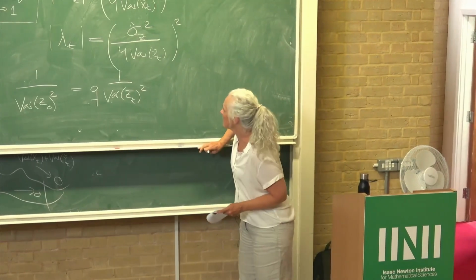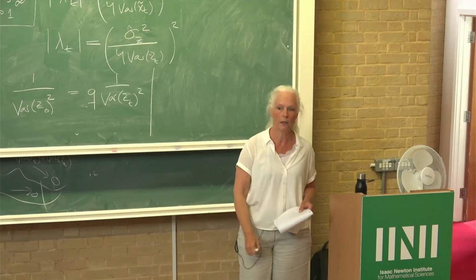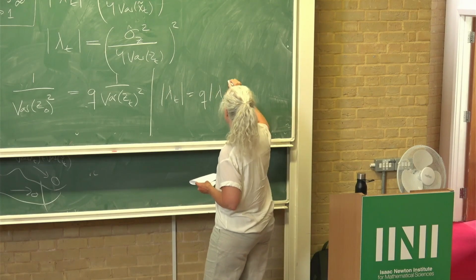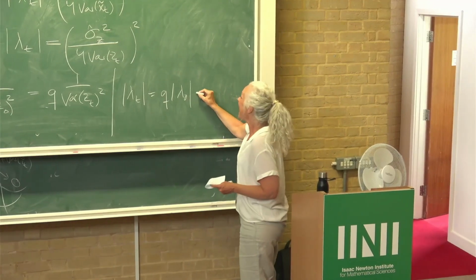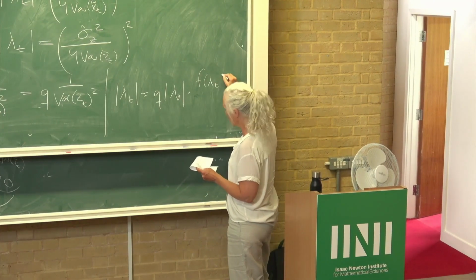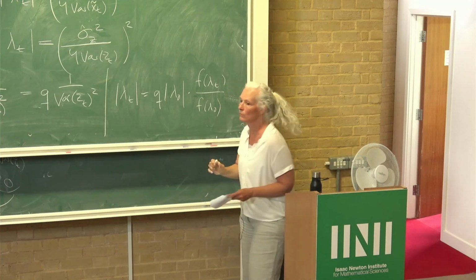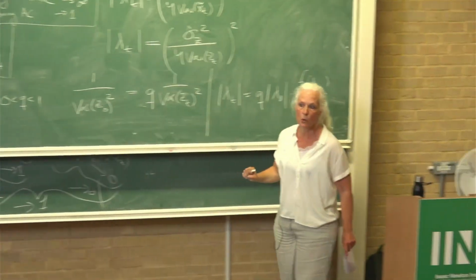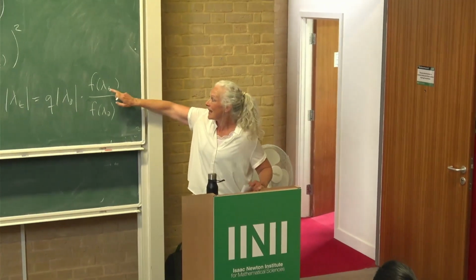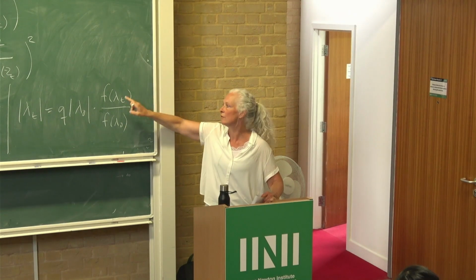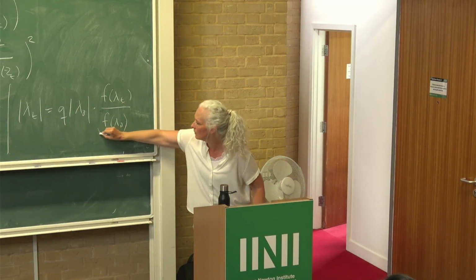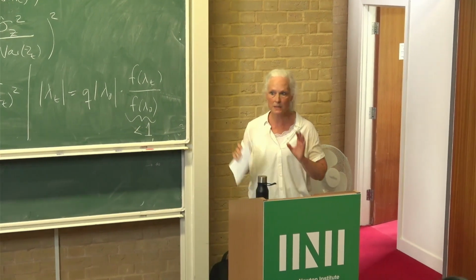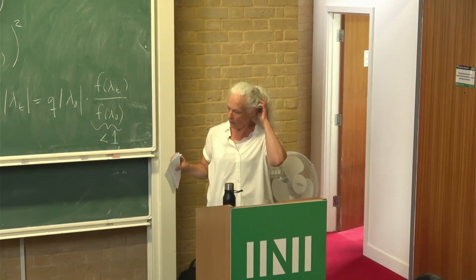Okay, I'm not going to do the calculations. They are not difficult, but they are a little messy. But what we get is that lambda t equals q times lambda 0, for that t we find, times some function of lambda t divided by some function of lambda 0. This function is just these variances that I deleted before. Just a question of the variances. This function f is an increasing function with this lambda. So this will be smaller than 1.